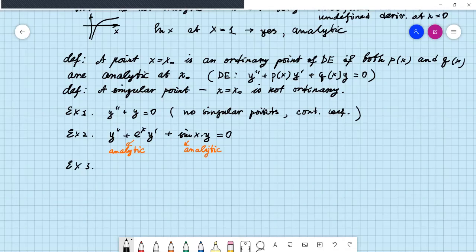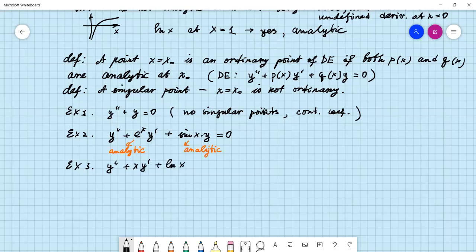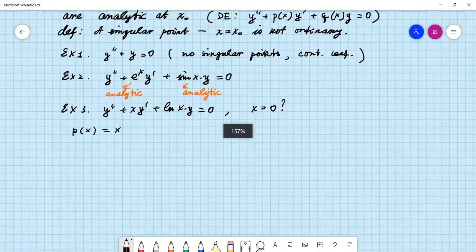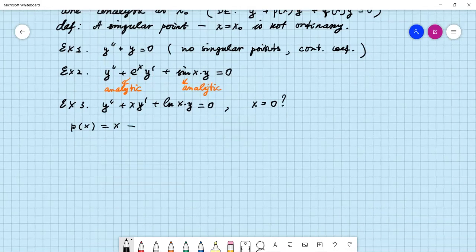Next, let me go back to black. Example number 3. Second derivative of y plus x times first derivative of y plus ln of x times y equals 0. Is it analytic at point x equals 0? Question. Well, p of x, the coefficient of the first derivative, is x, and it's already a series. It doesn't look like a series, but it's a very short series, just a one term series.